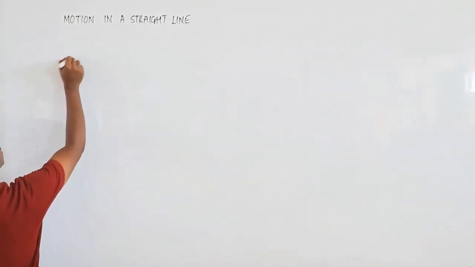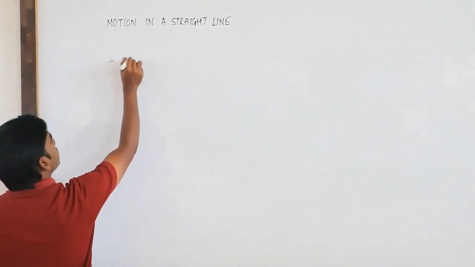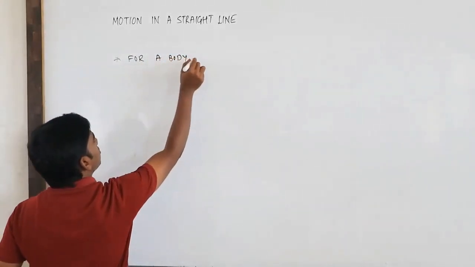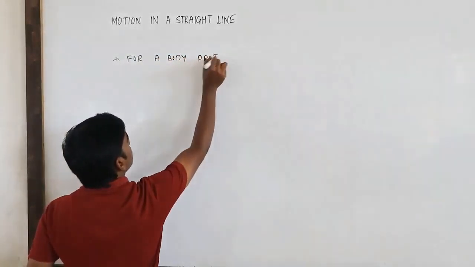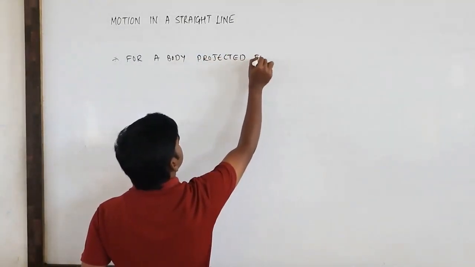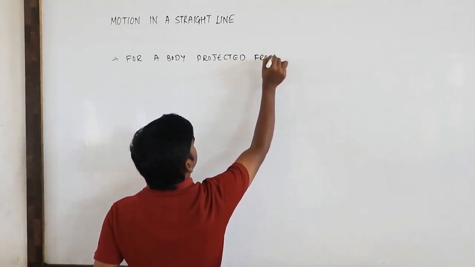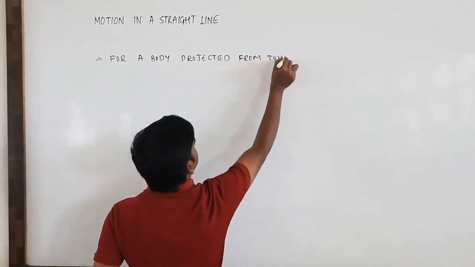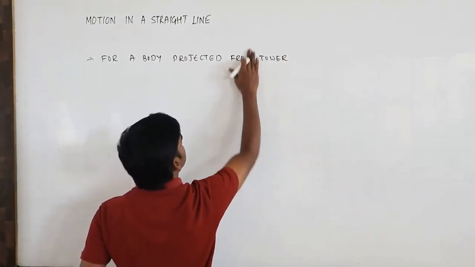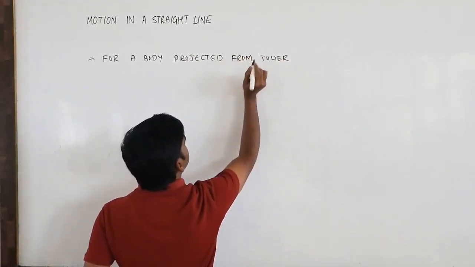So what is that? Motion parameters for a body projected from a tower. Okay, meaning from some height or from the building or whatever. So we can simply write it as from a tower.